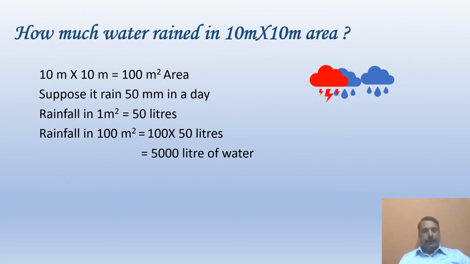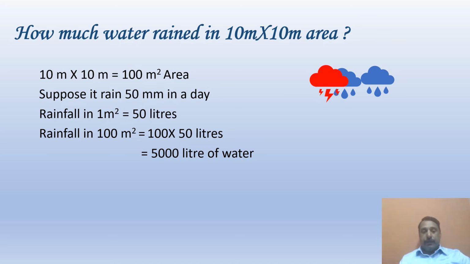To understand it further, let us consider the area of 10 meter cross 10 meter. That means the area would be 10 meter into 10 meter, that is 100 meter square area. And suppose it rains 50 millimeter in a day here, then how much water would get collected in this much area? Now rainfall in 1 meter square would be 50 liters if it rained 50 mm, as we discussed earlier. So water collected in 100 meter square would be 100 times more than this. So that means 100 into 50 liters, that is 5000 liters of water.